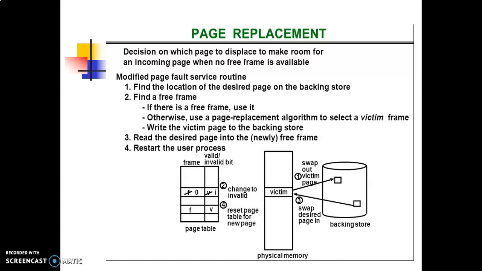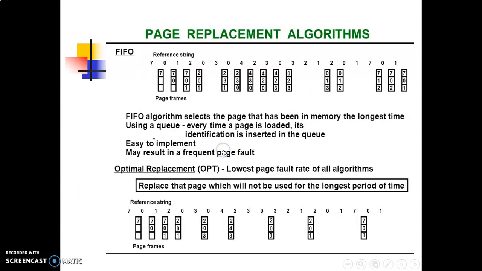Basically, this is called page replacement. Here we will see one of the techniques, a very simple technique to implement page replacement. FIFO means first in, first out. The first in, first out algorithm, as the name implies, selects for replacement the page that has been in the memory the longest time.